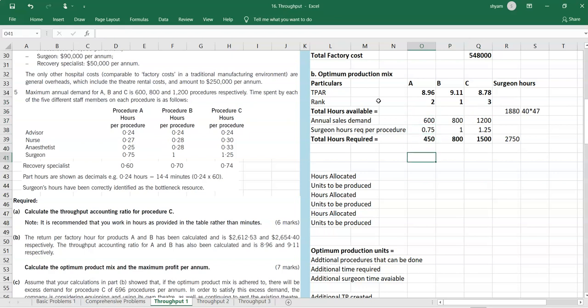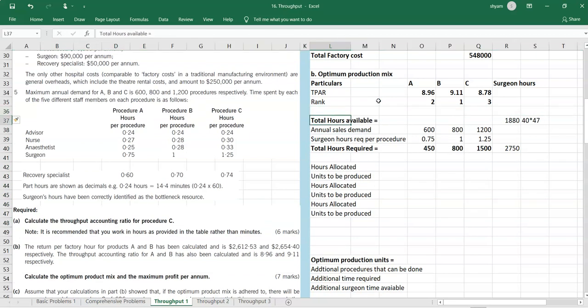So we got all the numbers, so we have to now allocate. Our allocation is going to start from here. The total hours available is 1880, right? So 1880 minus, first we have to allocate for B. It requires 800 hours. Do we have 800? The answer is yes. We can allocate 800 hours, and we can do 800 procedures.